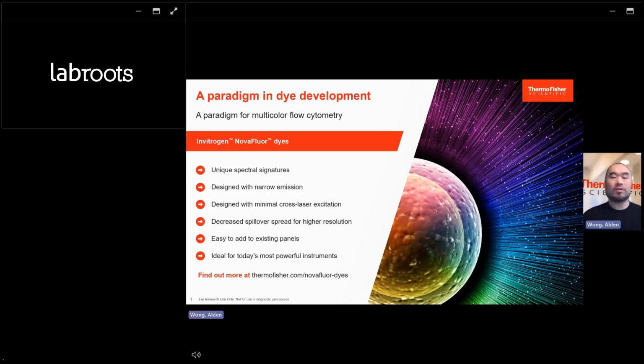Today I'm going to talk to you about our NovaFluor dyes and how they can be utilized to expand the capabilities of your cytometer. You may have had challenges in designing multicolor panels. Using the current dyes available, there's a lot of spreading leading to poor resolution, which is a result of broad emission and cross-laser excitation. So the NovaFluor dyes have been specifically engineered to address these limitations, having narrow emission and minimal cross-laser excitation. They also provide unique spectral signatures to distinguish them from current fluors.